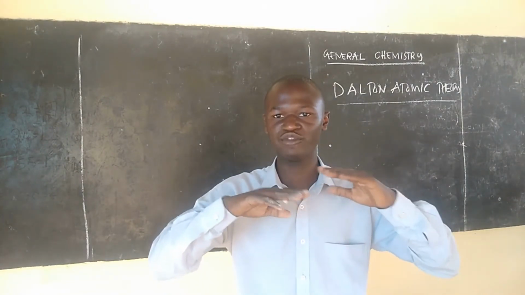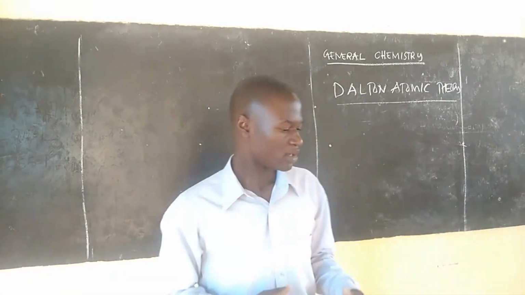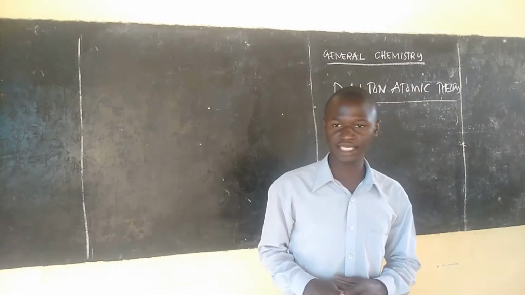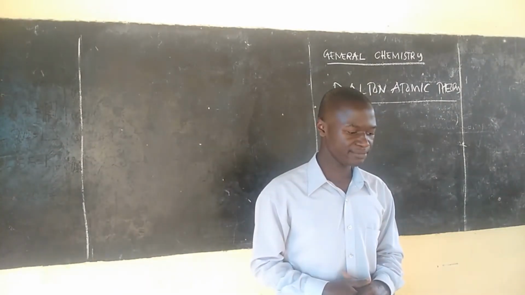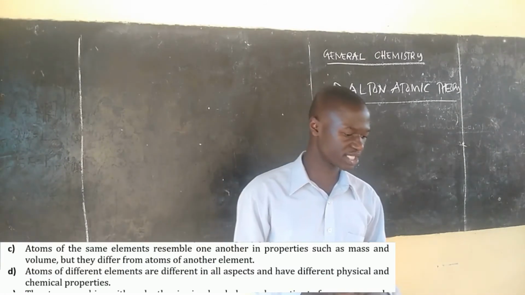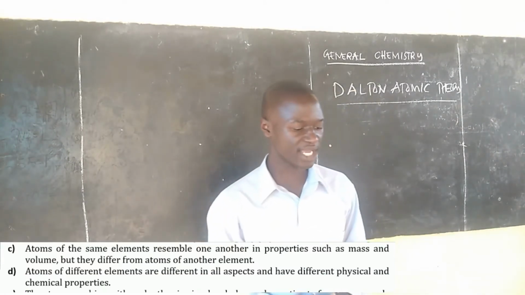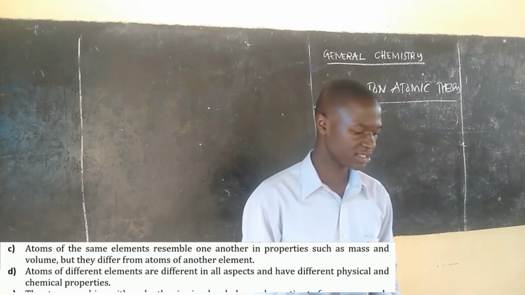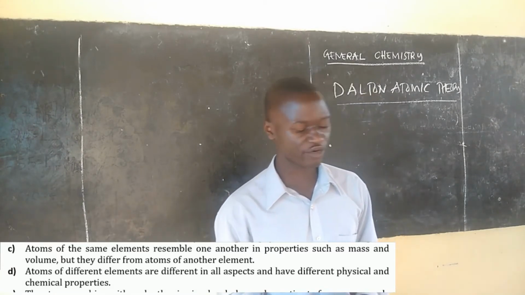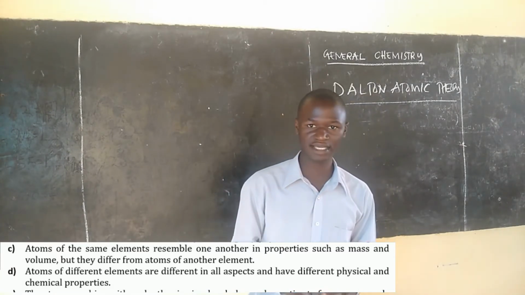It's because toka alipokuwa created ndio yuko vile vile. That is the second idea. But the third idea is that atoms of the same elements resemble one another in properties such as mass and volume, but they differ from atoms of another element.